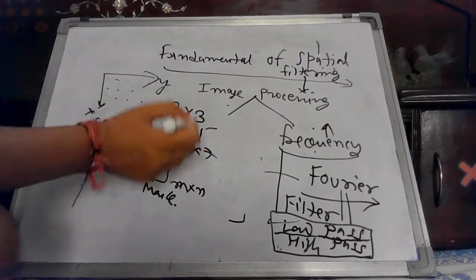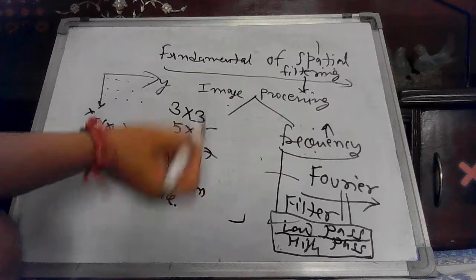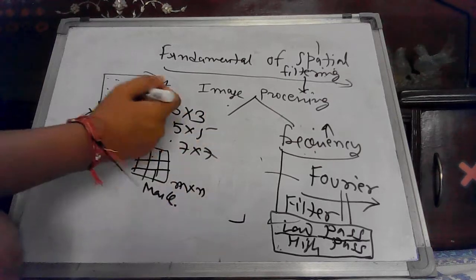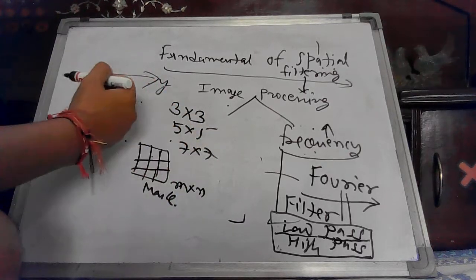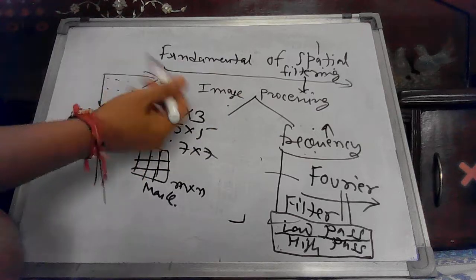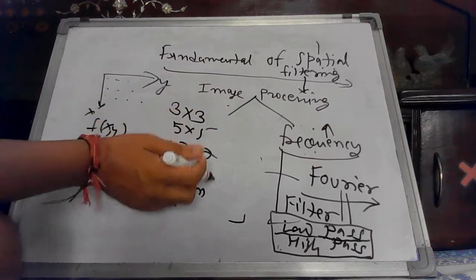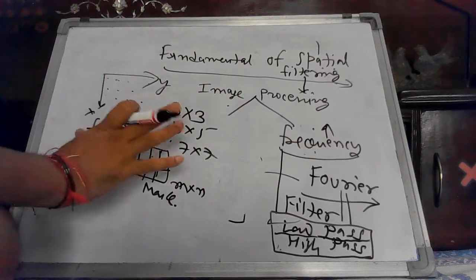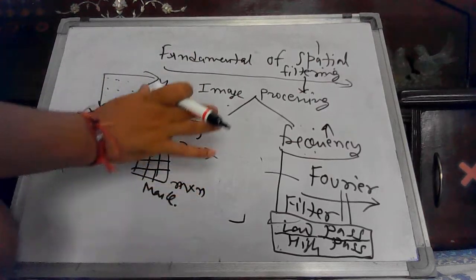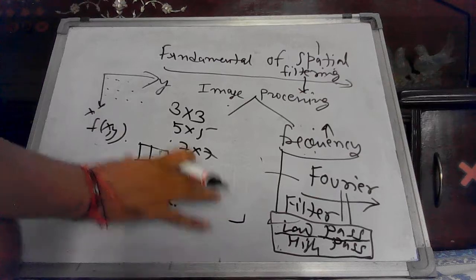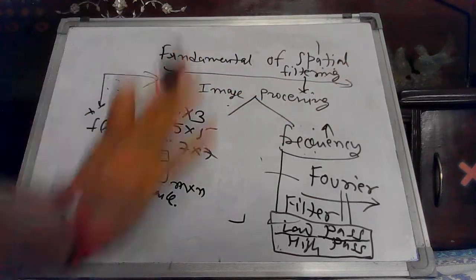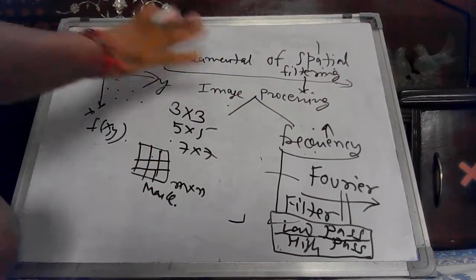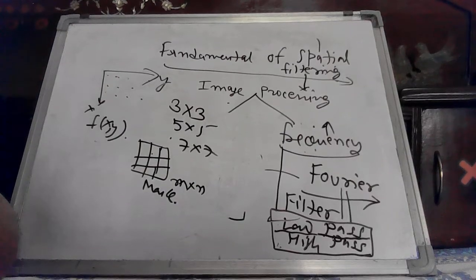3 cross 3, 5 cross 5, 7 cross 7, so many masks you can design and operate over a 1 dimension image, 2 dimension image or 3 dimension image. We will see one by one. Let's see one example and see how you process your image along with its mask in the spatial domain. That is the basics of spatial filtering.